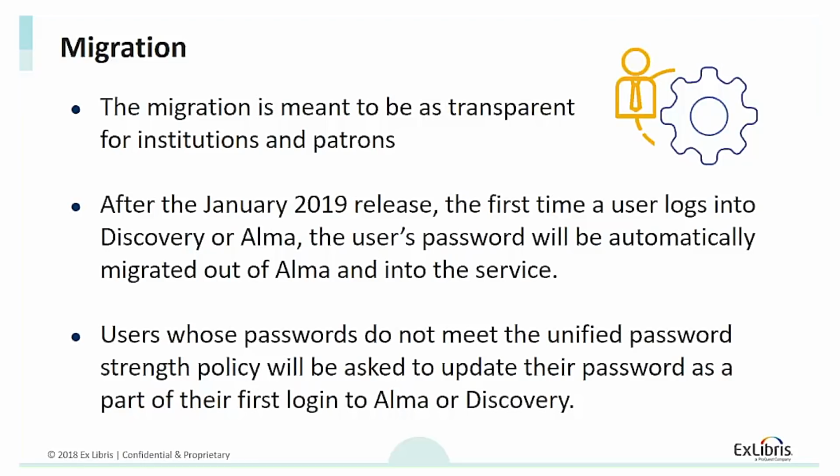For those users whose passwords did not meet the unified password strength policy, they'll be prompted with a screen at that point to change their password as a part of that first login to Alma or to Discovery. And then once they change their password, their new password will be stored in the identity service. Okay, so for a large number of users, it'll be completely transparent. They'll log in, their password will be migrated, and they won't have any idea that anything happened. For those users who have a short password or a password which does not meet the requirements, they'll be prompted on the spot to provide a new password.